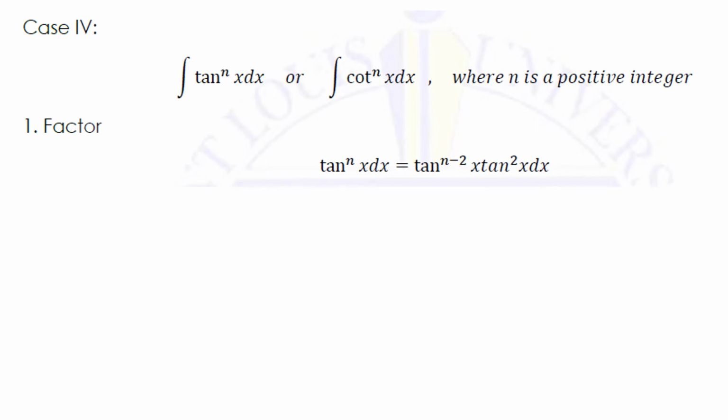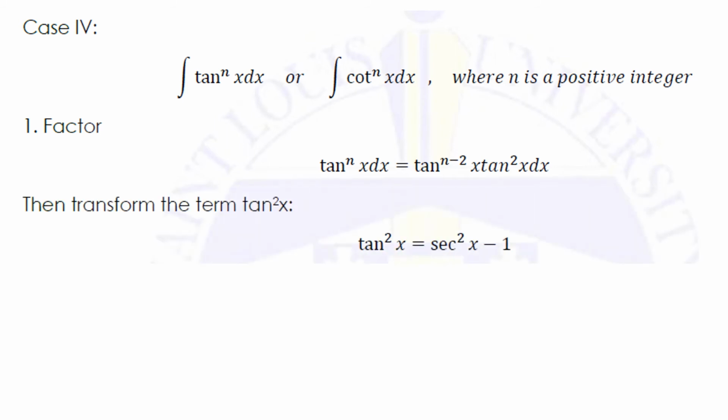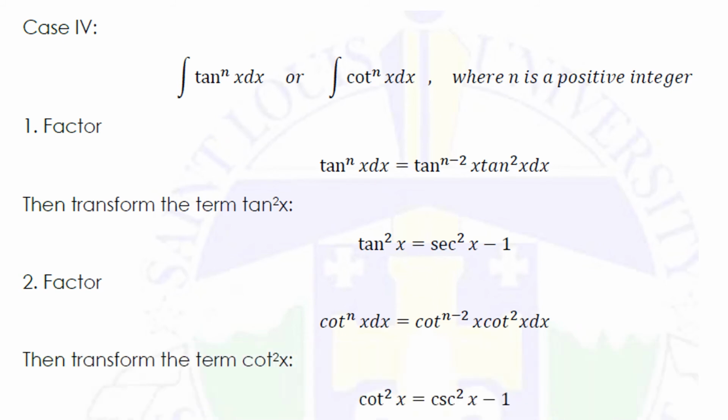The first step is we will factor out: tangent^n x dx will be equivalent to tangent raised to n minus 2 times tangent squared x dx. And then after that, we will be using the transformation formula for tangent squared, which is secant squared x minus 1. Again, if we have a cotangent, it will be the same. We have to bring out the cotangent squared in it, and then we will be using the transformation formula for cotangent squared, which is equivalent to cosecant squared x minus 1.